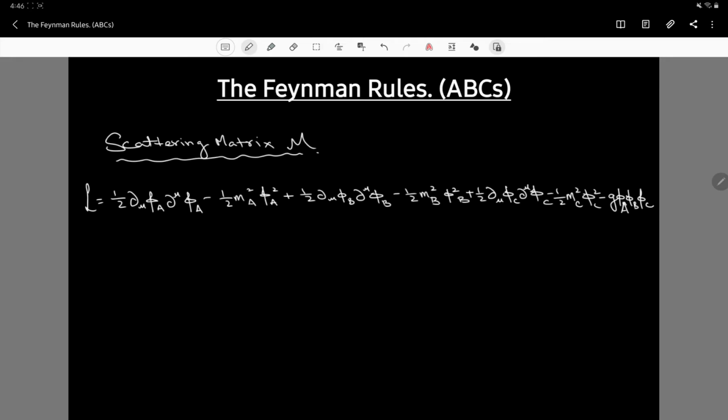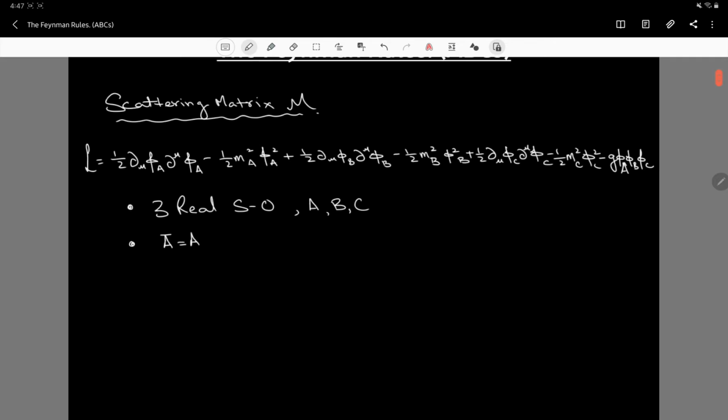Now, note three things over here. First of all, we have three real spin zero particles, which are particle A, B, and C. The next point is that these particles are their own antiparticles. So for example, particle A is its own antiparticle. And the third thing is that the mass of particle A has to be greater than the mass of particle B, which has to be greater than the mass of particle C. So you have some basic interaction vertex that would be something like this. This is your particle A, this is your particle B, and this is your particle C.